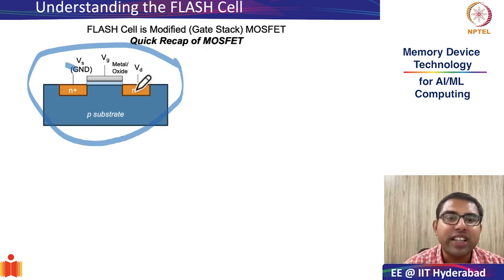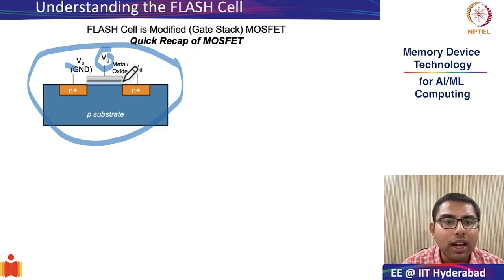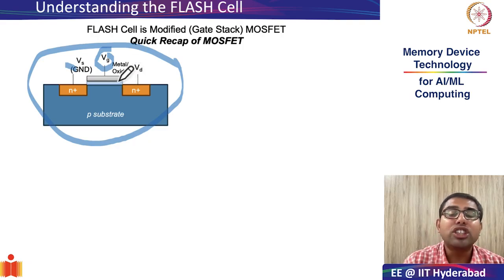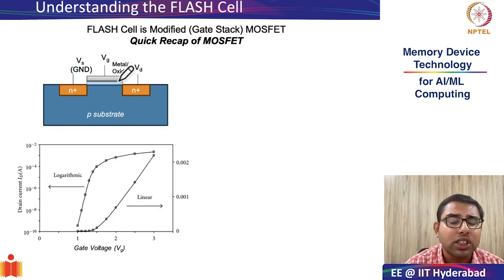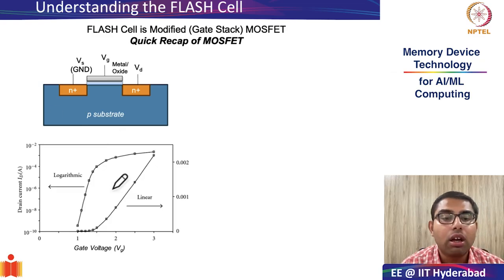And the gate terminal, which consists of a heterostructure of oxide and metal, the gate oxide, a very thin gate oxide that I have indicated here in very light blue color, and the metal, is what is responsible for turning the transistor on and off. Let's see how. This is something called the transfer characteristics of a transistor.